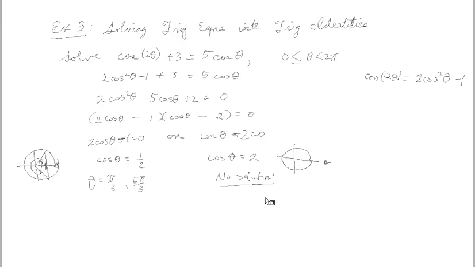There's no solution there, so the only two angles that will make this statement true are when this factor goes to 0. So we say our solution set is the answers that are right here, pi over 3 and 5 pi over 3. Those are my solutions for this statement to be true. All right?